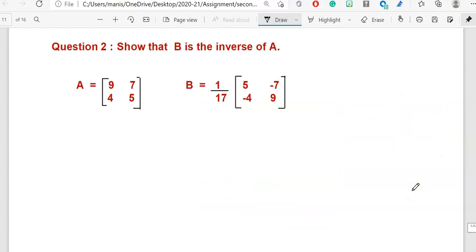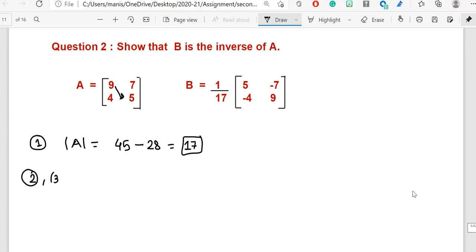Let's look at this question over here. Same question, show that B is the inverse of A. So what I will do is find the inverse of A. First of all, I need to do my step number 1. Step number 1 says find the value of the determinant. I'm drawing one arrow. What is 9 times 5? 45. Good job. Minus 7 times 4 is 28. So the answer I'm left with is 17. Step number 2, step number 3, and step number 4 I do at one time.